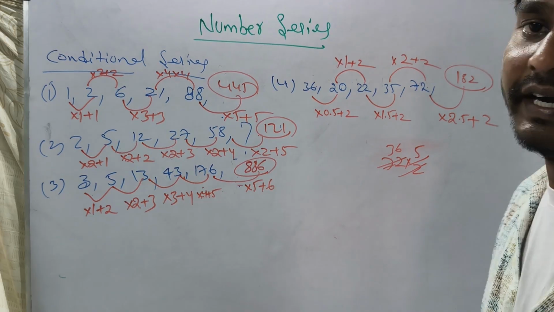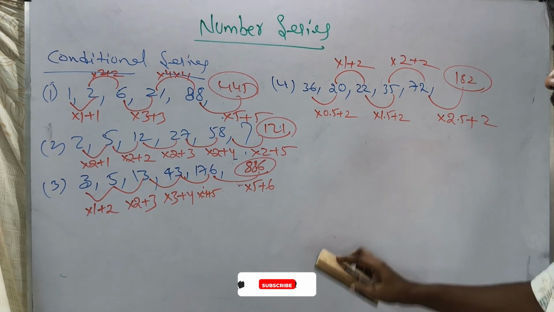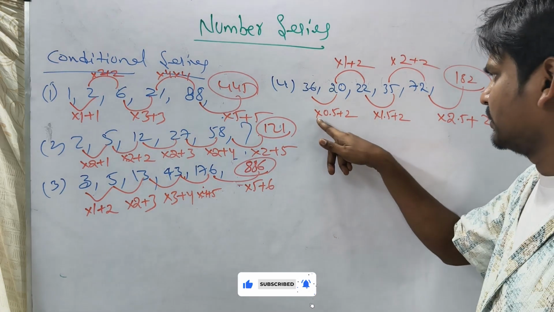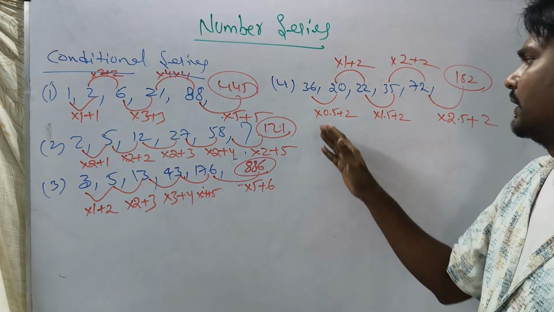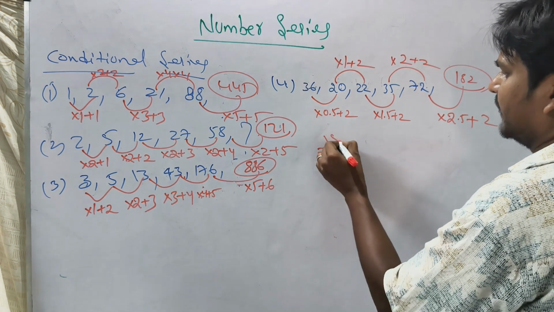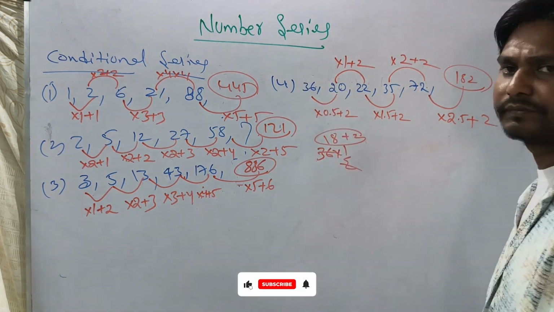So like this, different ways they may give. See, observe all of you. Once again I am repeating: from the first term to the second term, I am writing this one into 0.5 plus 2, nothing but 1 by 2. 36 into 1 by 2, how much will you get? 18 plus 2, 20.